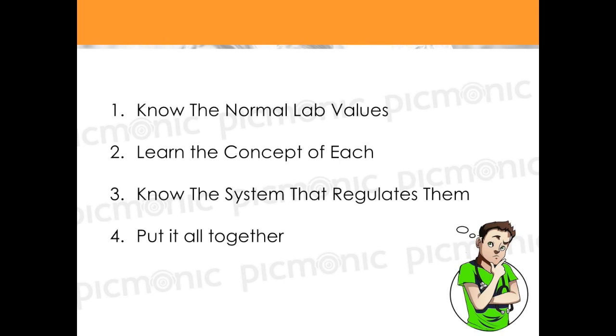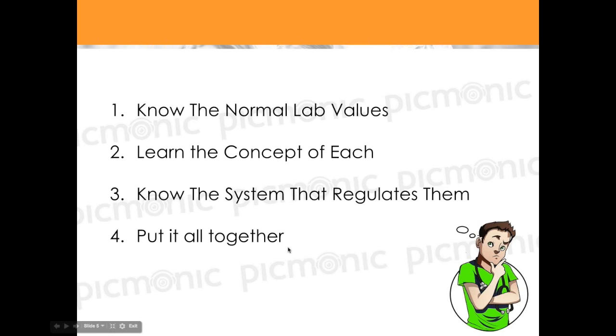So what we're going to go through is these ABG lab values. We're going to go over the normal lab values. We're going to go over some conceptual things of each particular one. We're going to understand the system that regulates it, and then at the end we're going to put it all together. We're going to gather and compile the information so that we can understand and interpret acid-base values in the best way and the easiest way possible.